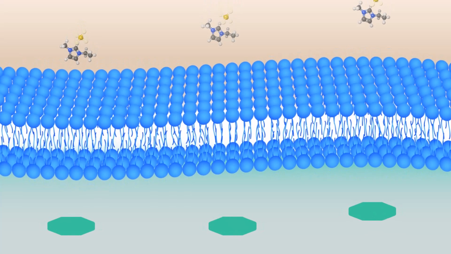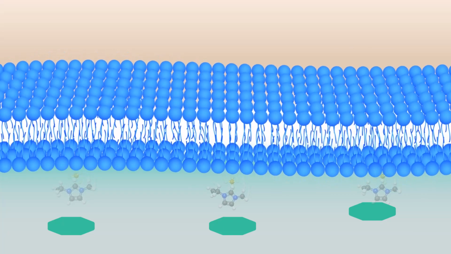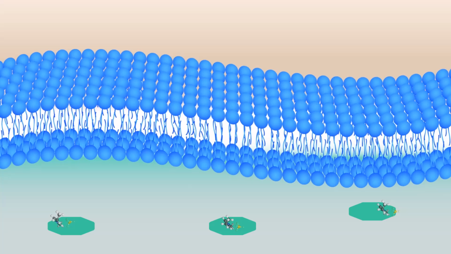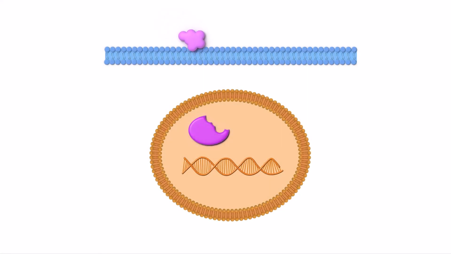Hydrophobic signaling molecules typically diffuse across the plasma membrane and interact with intracellular receptors located in the cytoplasm. Many of these intracellular receptors are transcription factors that interact with DNA in the nucleus and regulate gene expression.